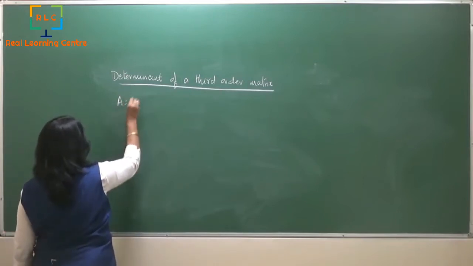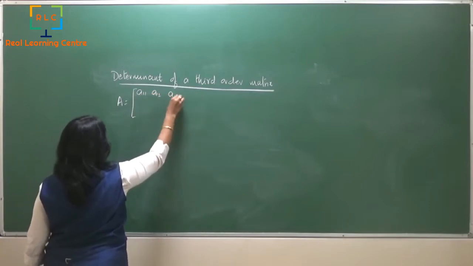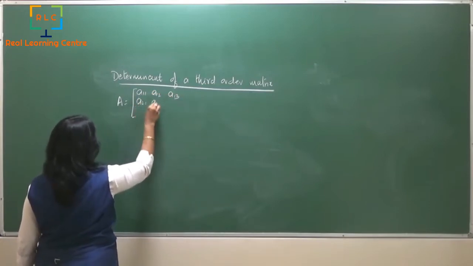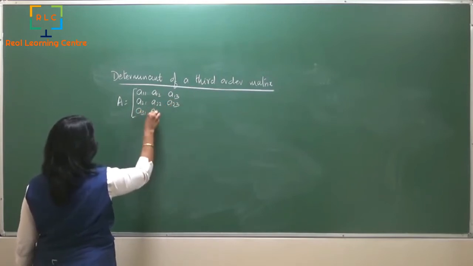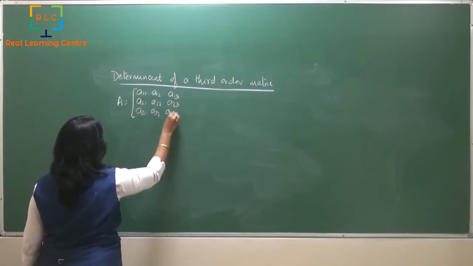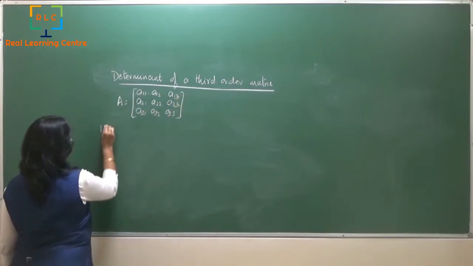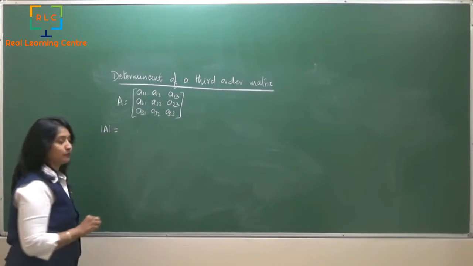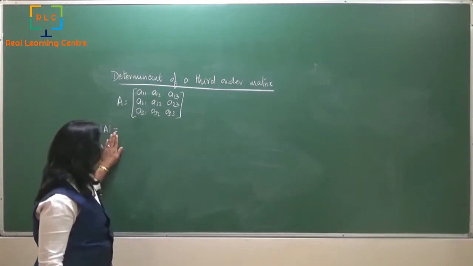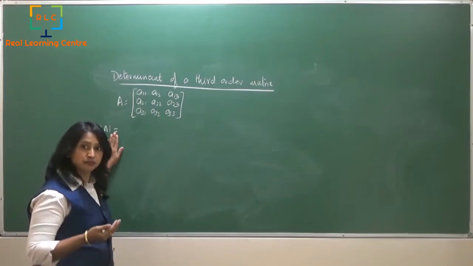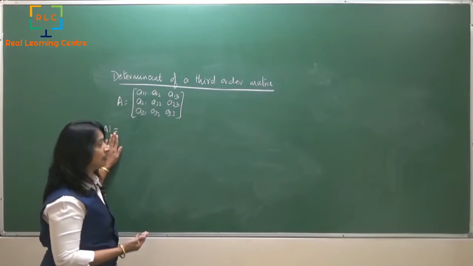If A is equal to the matrix A11, A12, A13, A21, A22, A23, A31, A32, A33, you have the matrix like this, and let us start the determinant A. Determinant A will be taken out again based on the second order matrix only. So how to take the second order every time?